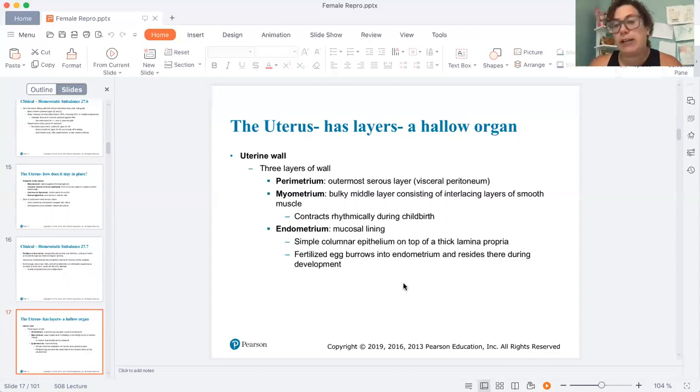And then we have the myometrium, and this is the bulk of the, hold on one second, I'll put you guys on pause.